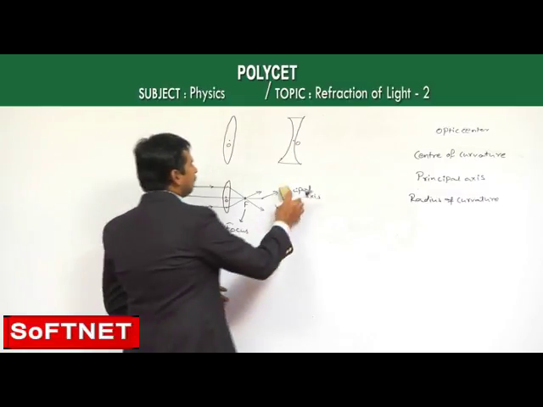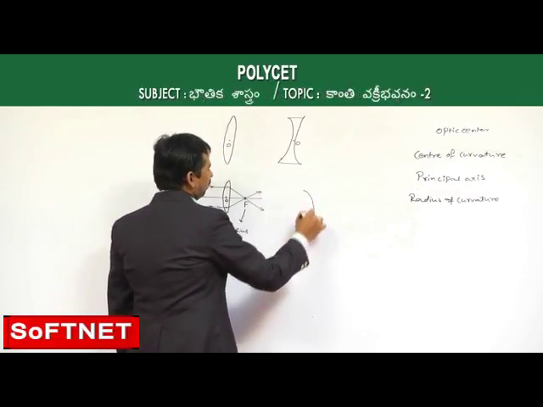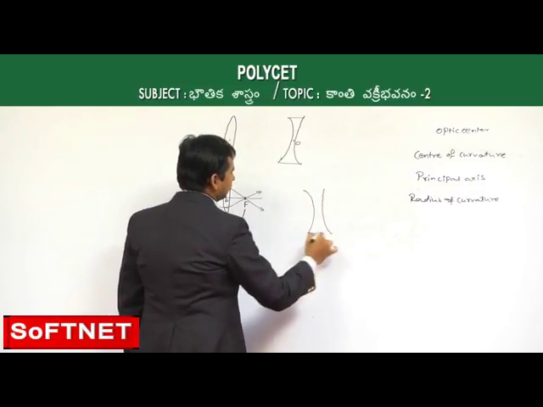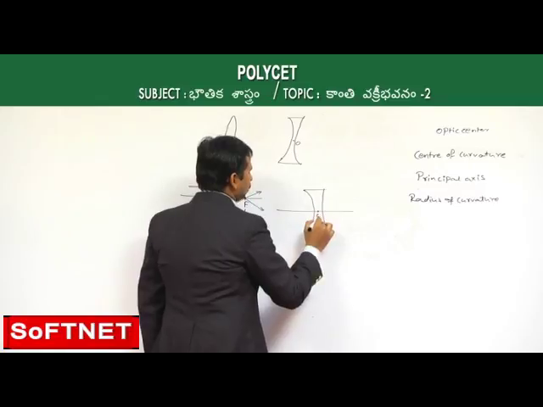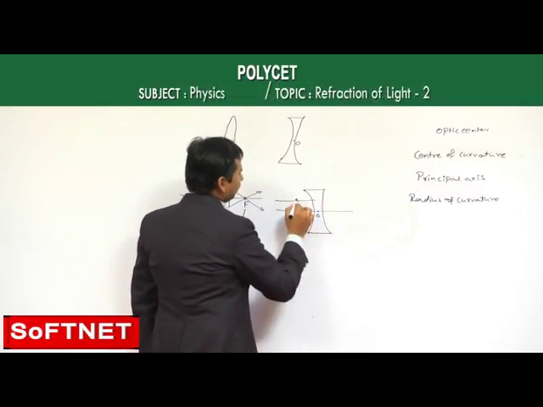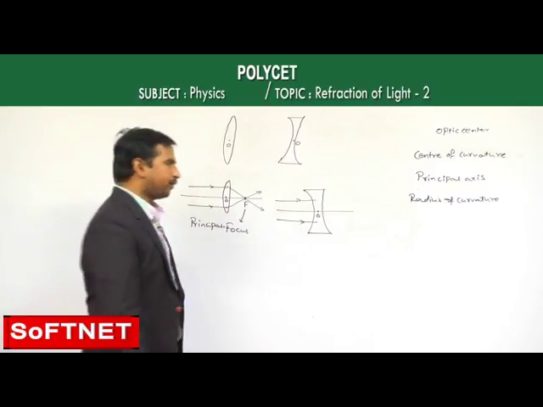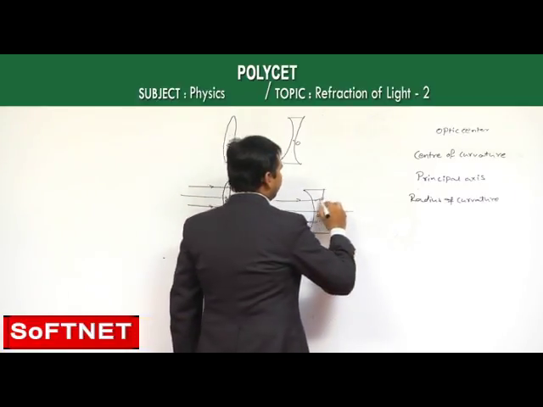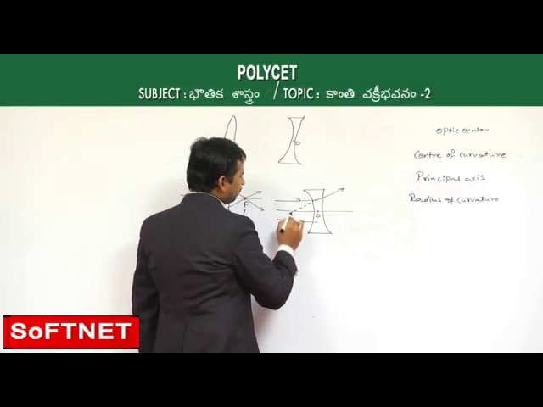And the same way, for the case of a double concave lens like this, this is our O. Now the light rays are coming parallel to each other like this. Then after refraction, the light rays deviate away from each other like this.